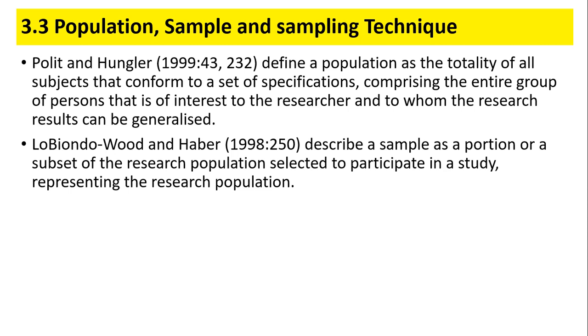So here you give some brief explanation of the population. Polit and Hungler define the population as the totality of all subjects, all the elements that conform to a set of specifications, comprising the entire group. So you can quote any famous researcher, Saunders, or even Sekaran, whatever. You have to use some definition, so you define what is meant by population.